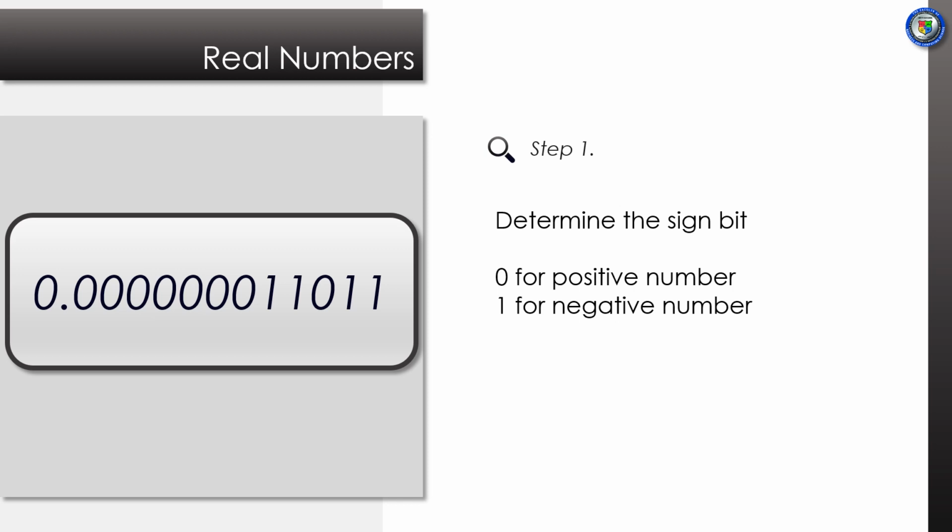Again, in step 1, we will determine the sign bit. 0 for a positive number, 1 for a negative number. In this case, we have a sign bit of 0 because we have a positive number.